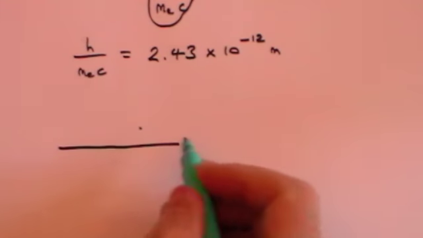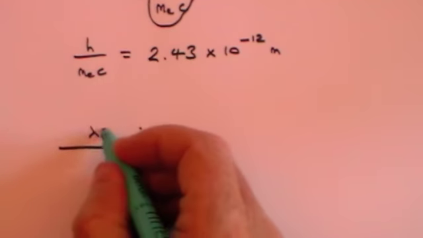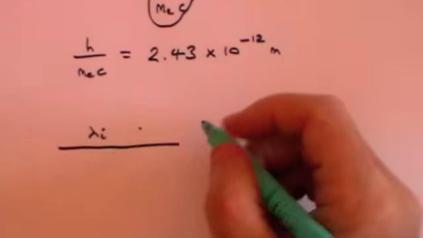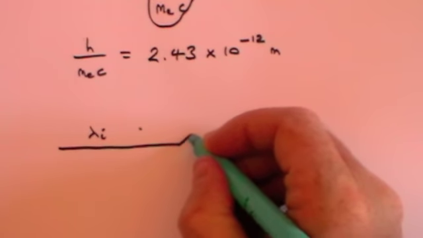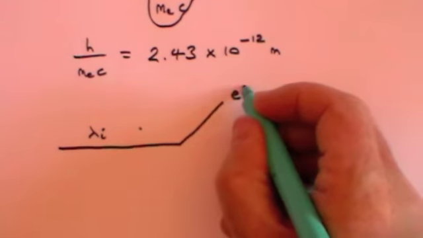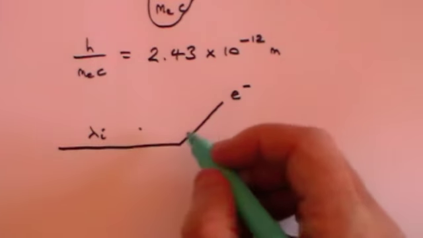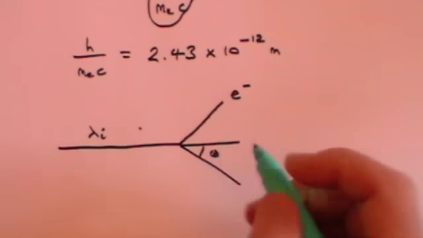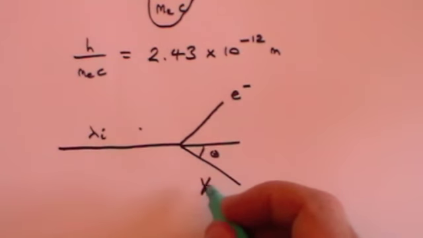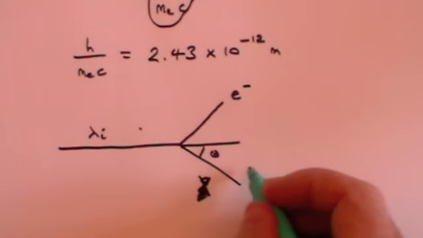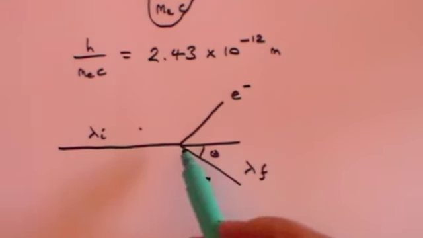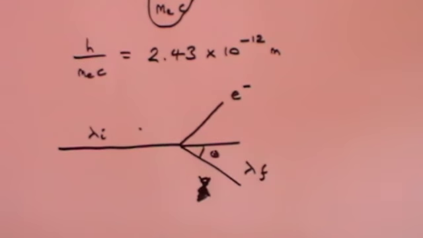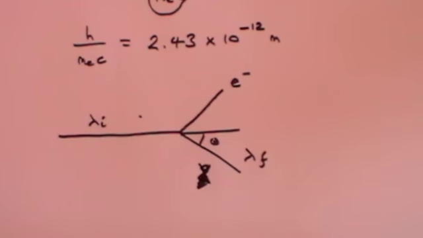Here is my incident photon with a wavelength lambda incident. Here is my electron that is given energy, and here is my, at an angle theta, the final emerging lambda. And what can we say of this incident photon?